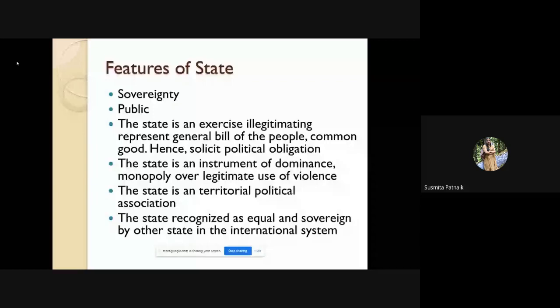Okay, and the second one is what? It has been chosen by the general will, the will of the people. Okay, it represents the general will of the people. It means that whatever the state functions, it should be in the interest of the common good and in the interest of the general will. So as it functions in the interest of the common good or the general will of the people, it should be the obligation of every citizen to obey its order.